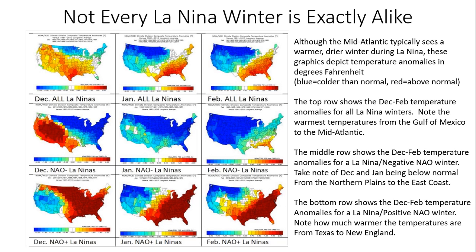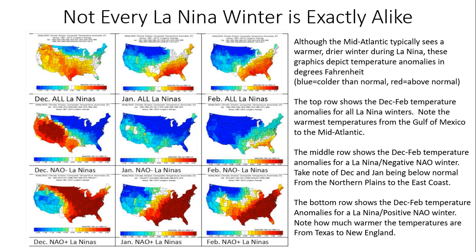So the warmest temperatures in the La Nina winters with a negative North Atlantic oscillation for December, for example, was very much warm and very dry and above normal out in the western U.S., southwestern U.S. The bottom row shows December, January, and February La Nina conditions with a positive North Atlantic oscillation. So look at that. Look at how much warmer the eastern U.S. is in the bottom three images there, that maroon shading. December, January, February just looked like they were non-existent.